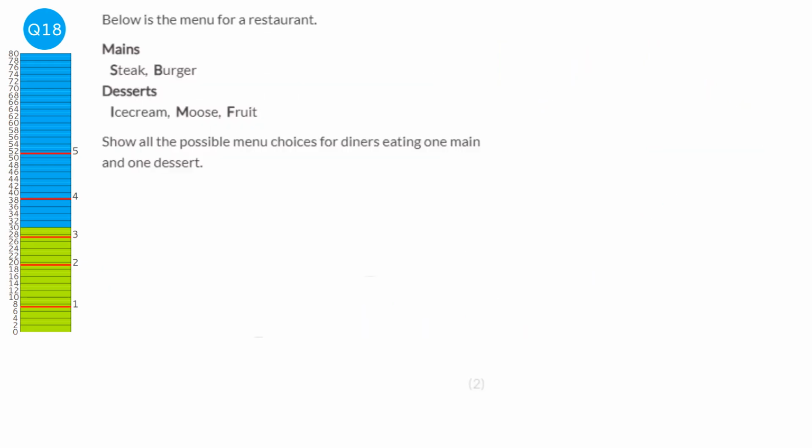It's really important when answering this question that we're really methodical. So we're going to start off just looking at steak. And so I'm going to start off with the S. And we're going to pair it with the first dessert, which is the ice cream. Then we're going to pair the steak with the second dessert, which is the mousse. Then we're going to pair it with the third dessert, which is the fruit. So we're being really methodical. We've done all of the combinations with steak.